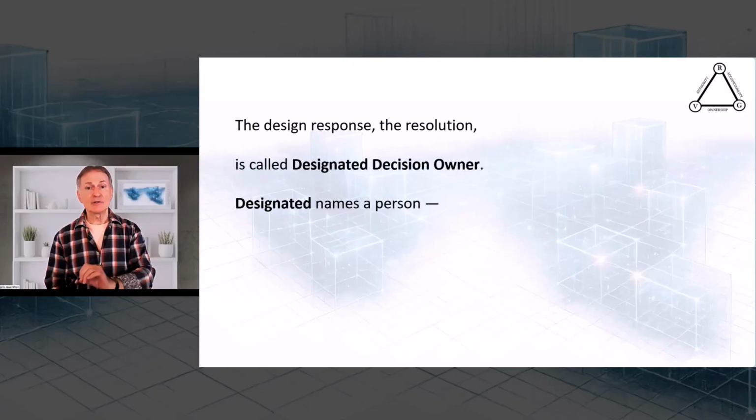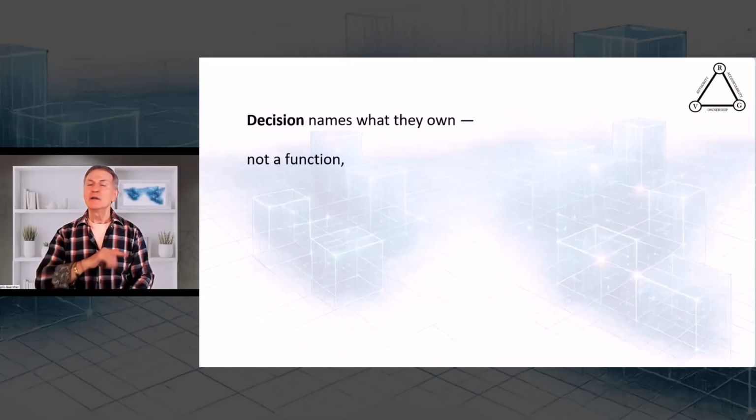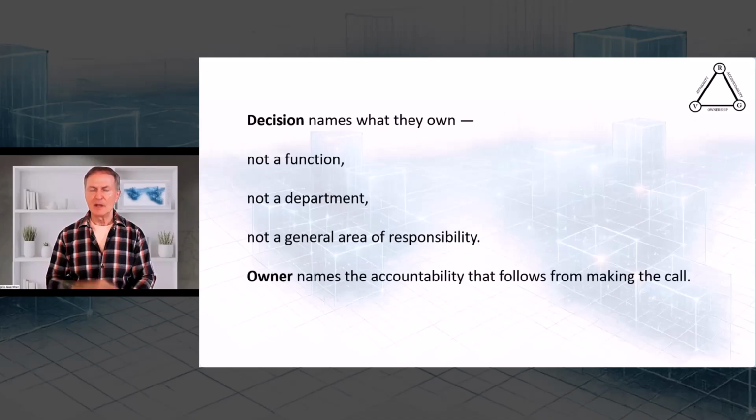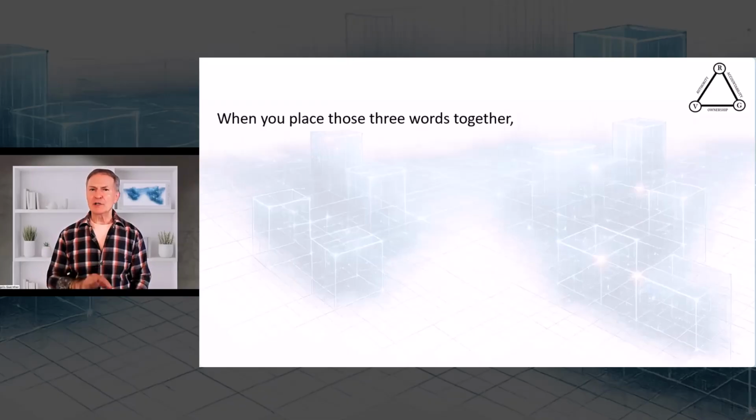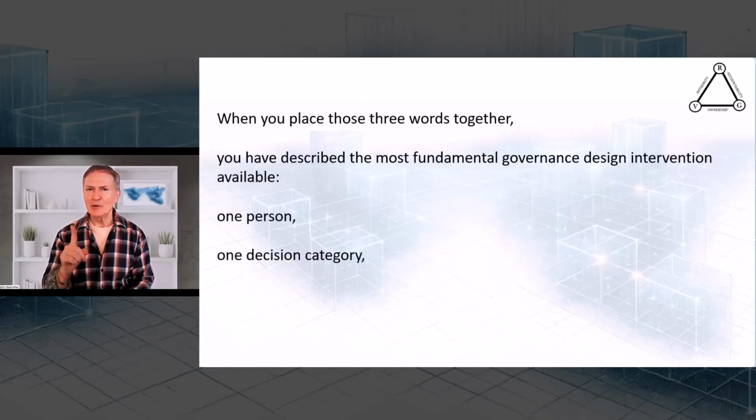Designated names a person, not a team, not a committee, not a role that rotates. Decision names what they own, not a function, not a department, not a general area of responsibility. Owner names the accountability that follows from making the call. When you place those 3 words together, you have described the most fundamental governance design intervention available. One person, one decision category, one accountability.